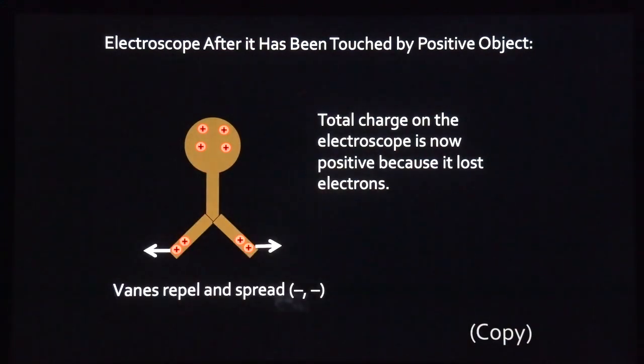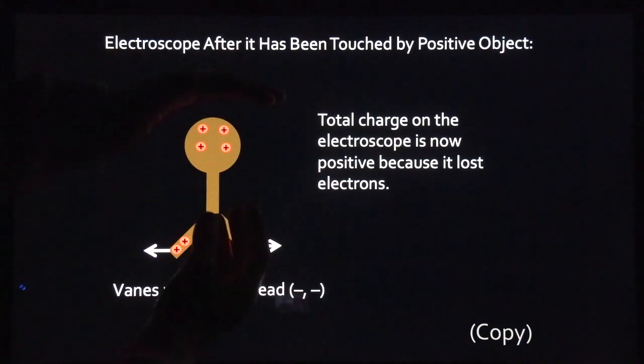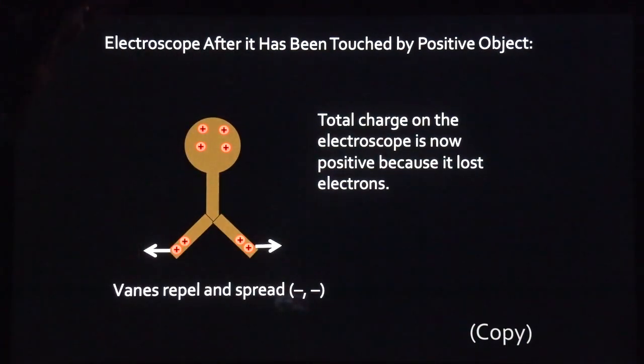Again, the total charge on the electroscope is now positive because it lost electrons. I touch it with a positive. Positives don't go in. Some electrons get stripped out and go into the positive object, leaving this now positive. So go ahead and copy this down.